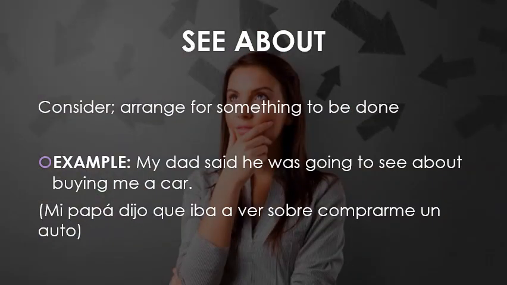The next phrasal verb is see about. The meaning of see about is consider or arrange for something to be done. For example, my dad said he was going to see about buying me a car. En Spanish, mi papá dijo que iba a ver sobre comprarme un carro.